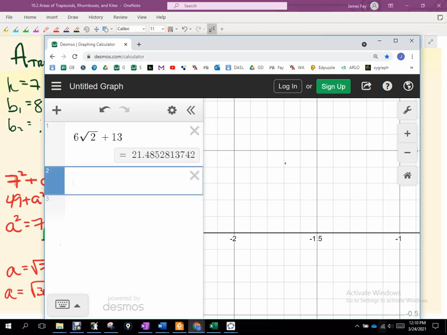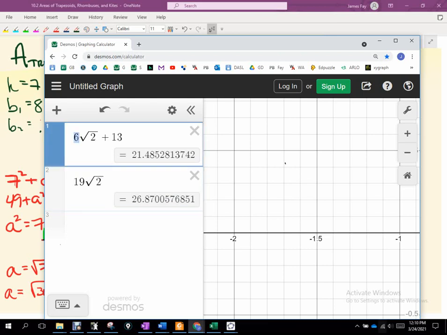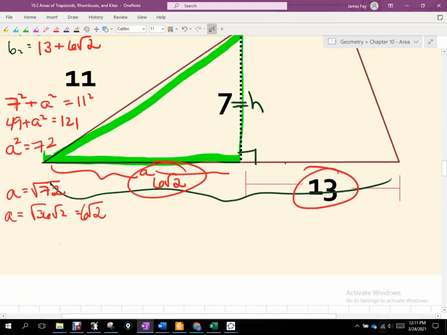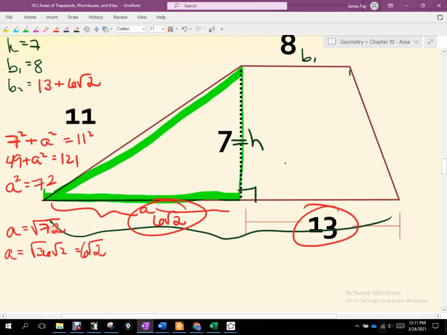So the question is, is that the same thing as 19 radical 2? Because what you did is you added the 6 and the 13, right? Are those two values the same? No. So is the rule of adding the numbers there and there a valid rule? No. Okay. What we hopefully realize is that those cannot add together. We can't. We're going to leave it as 13 plus 6 radical 2.